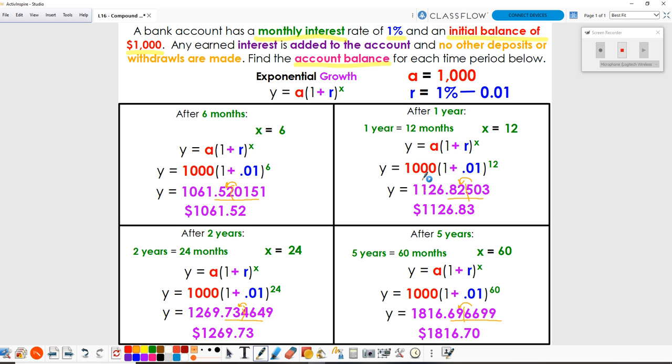So remember, if your interest is given as a monthly interest rate, your time intervals have to be listed as months. If this had been an annual interest rate, that means we're talking about years, so then we would use the time intervals of years. You really have to pay attention to what your scenario tells you.